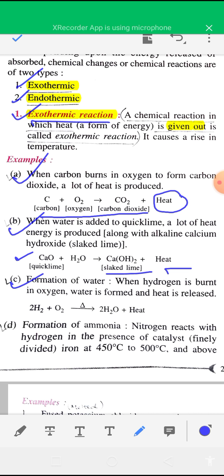One more example: formation of water is an exothermic reaction because heat is produced in this reaction. When hydrogen is burned in oxygen, water is formed and heat is released, so this is also an exothermic reaction. Formation of ammonia is also an exothermic reaction.